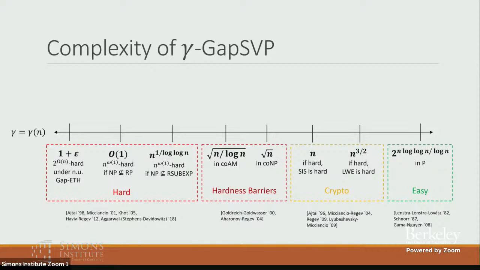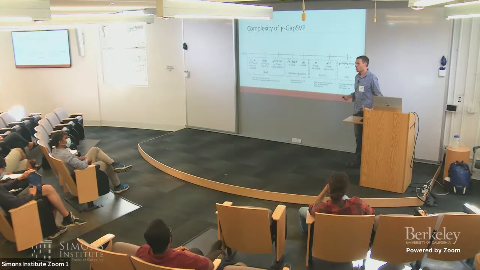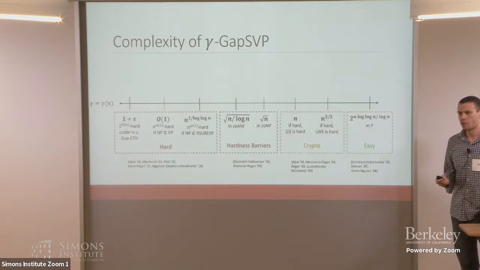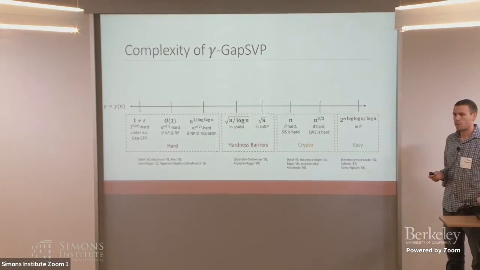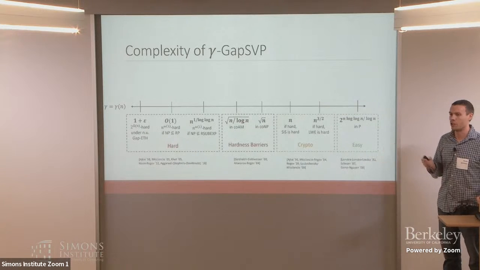So is it just stated that it's in NP? It's in NP for all approximation factors. You just produce the vector; the witness is a non-zero vector. The real result for the hardness barrier is that this is in both NP and co-NP. Or I mean co-AM in this case, but same.